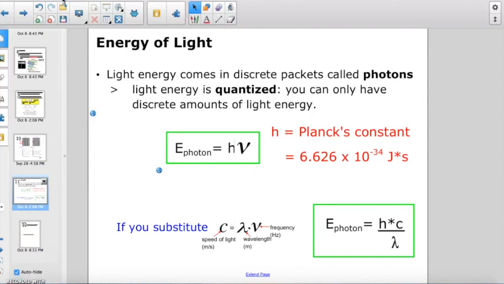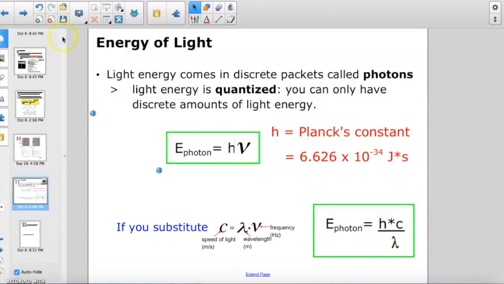So I'm going to read what the slide is saying. Light energy comes in discrete packets called photons. Light energy is quantized, which means that you can only have discrete amounts of light energy. So if somebody is asking you to calculate the energy of the light, you will be calculating the energy of these particles of light, these discrete packets of light called photons.